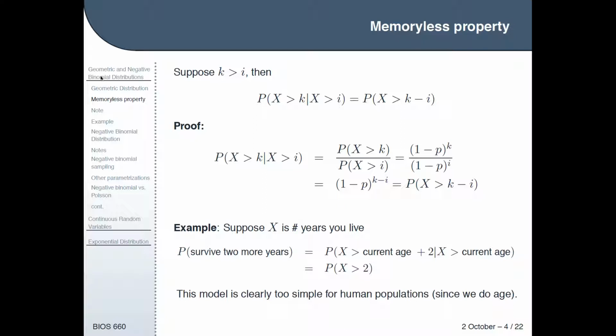So, like I said, the intuition is that if X is the number of years that you live, the probability that you will survive 2 more years, given that you've survived to a certain age, is just the probability of surviving 2 more years generally. For humans, this is clearly not a very good assumption: the probability that I survive 2 more years is probably drastically higher than the probability that my 96-year-old grandmother will survive 2 more years. But that's the intuition behind it.